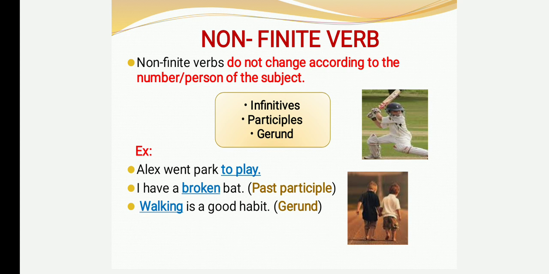And participle: I have a broken bat. So in a sentence, it is familiar from the perfect tense. When we write a perfect tense, we use the third form of the verb, which is preceded by the "have" form of the verb. Have written, have spoken, have read, have broken. So the broken, read, written, these are the past participle verbs.